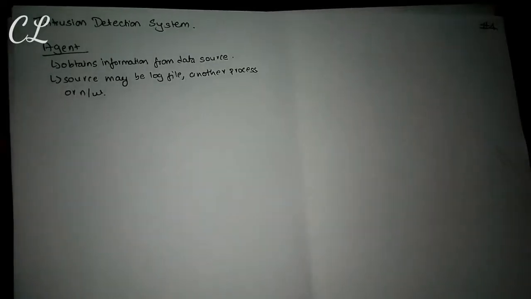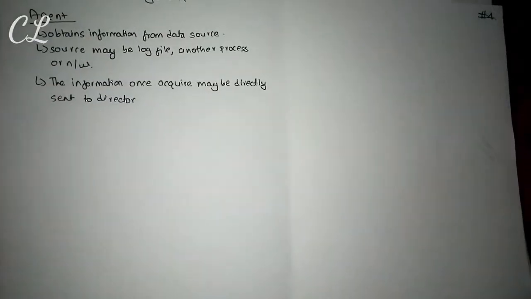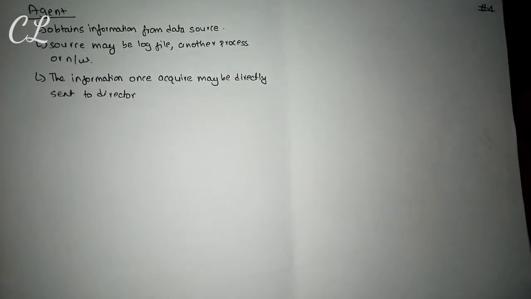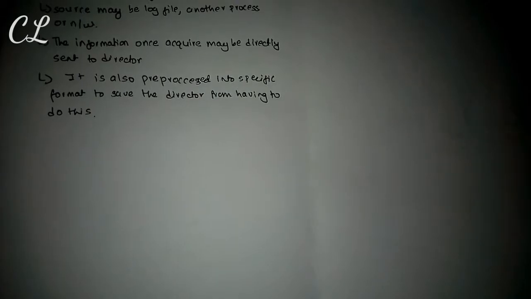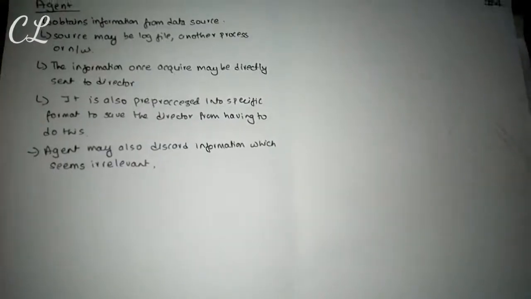Let's talk in detail. First, the agent. It obtains information from a data source or sources. It may be a log file, another process, or a network. The information once acquired may be directly sent to the detector. It may also be pre-processed into a specific format to save the detector from having to do this. The agent may also discard information which seems to be irrelevant.